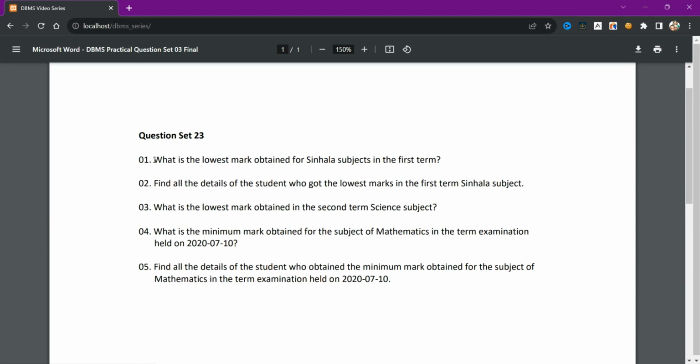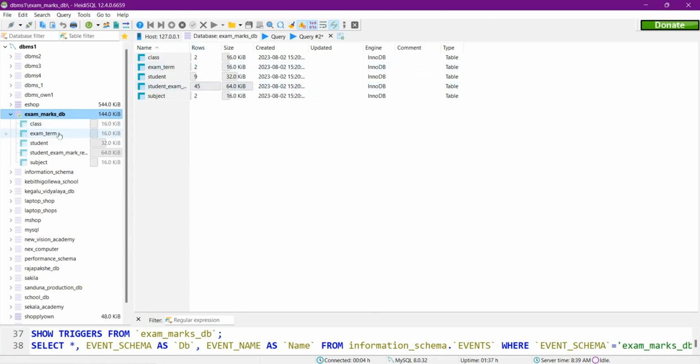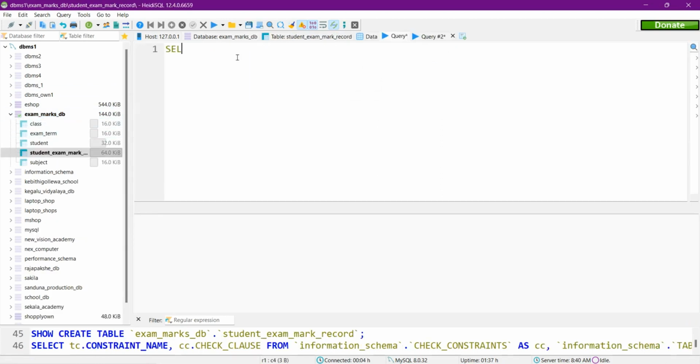What is the lowest mark obtained for the Sinhala subject in the first term? They have asked for the minimum marks that a student has obtained in the Sinhala subject, and it should be in the first term. So I'm going to open my HeidiSQL database software. You can see this is my database. Let's type the query for the first question.